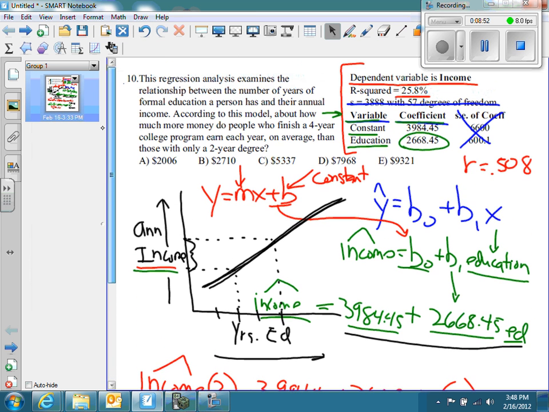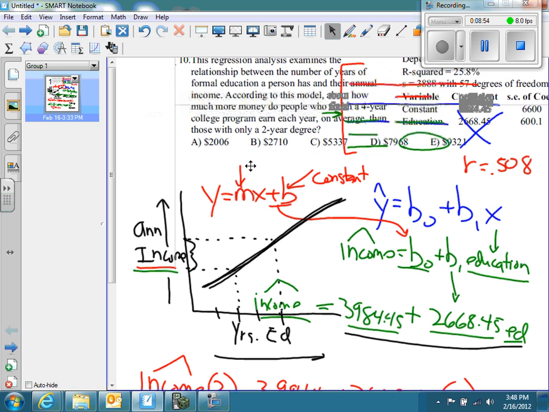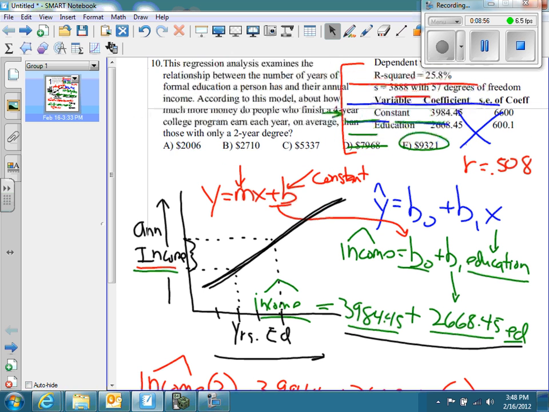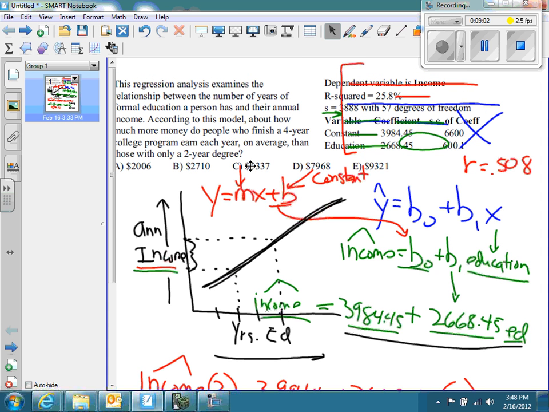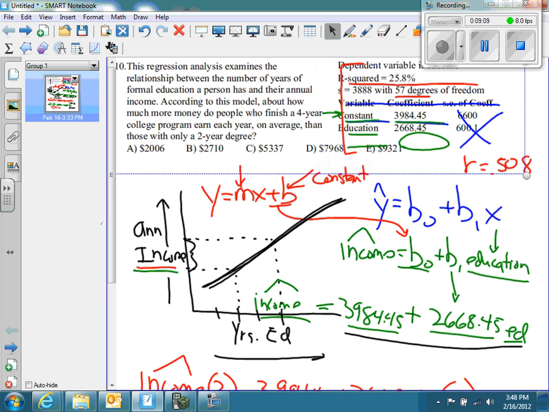Going back to my problem, whoops, and away it went. Moved it away. Let's not make it go away. I can circle it. Well, it's not going to let me circle it, but it's answer number C, as you can see if I didn't have that thing in the way. Answer number C. There we go.